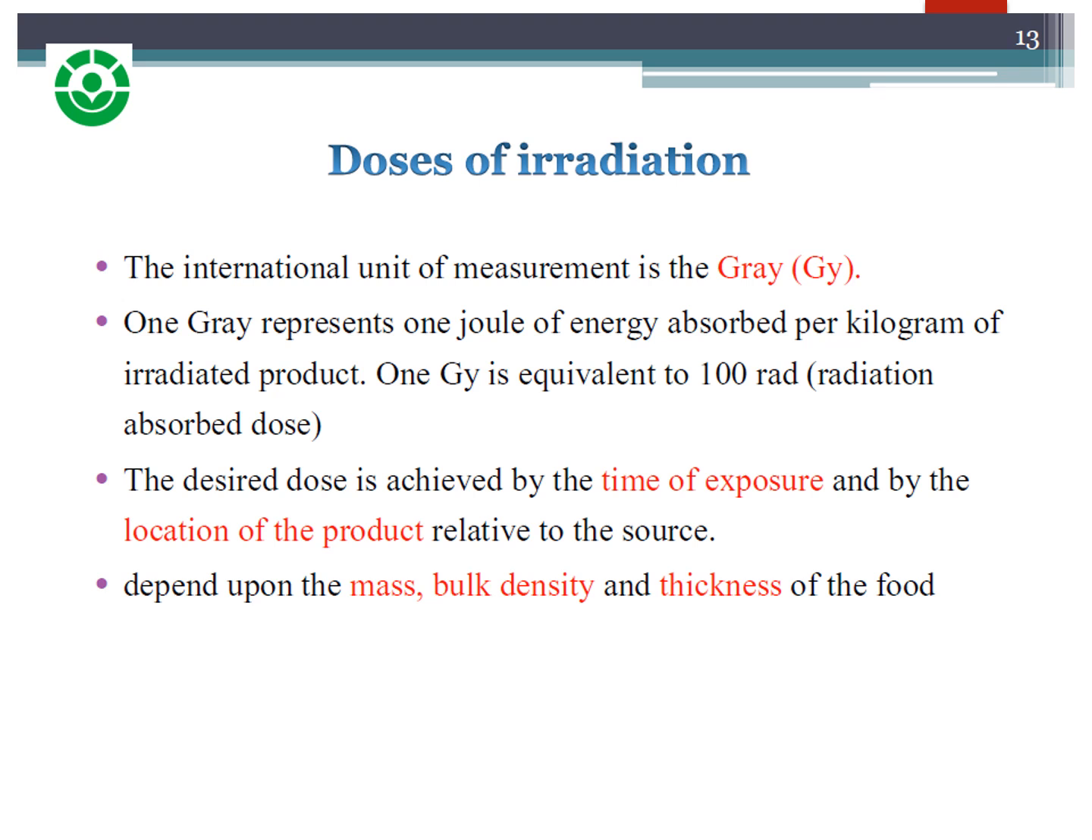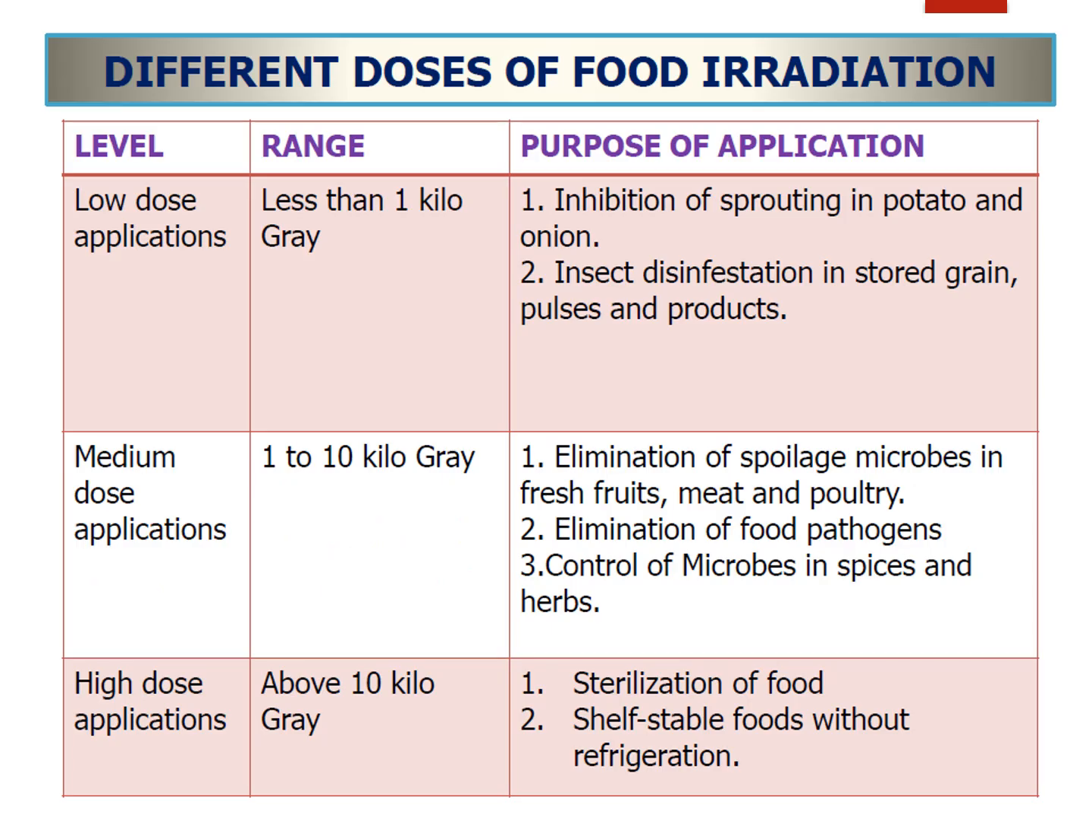The desired dose is achieved by the time of exposure and by the location of the product relative to the source. So it depends on two quantities, time of exposure and the location of the product. It also depends upon the mass, bulk density and thickness of the food. So the doses will vary depending upon the mass, bulk density and the thickness of the food. Different doses of food irradiation.